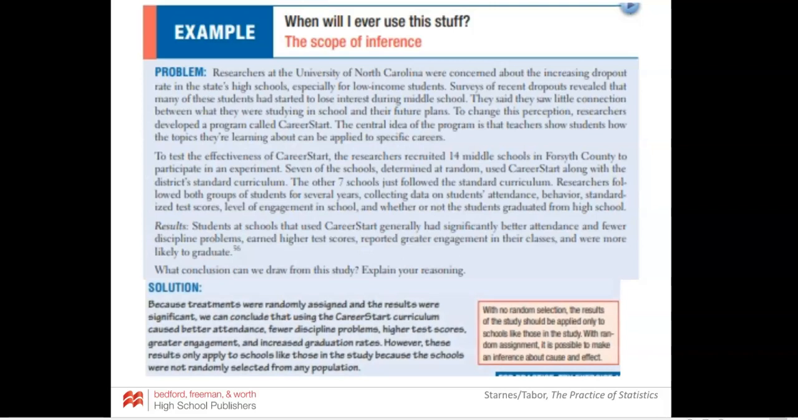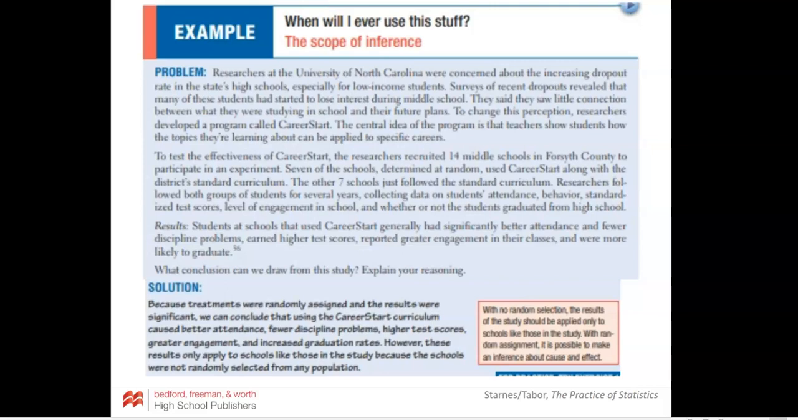However, we cannot say this should be applied to other school systems. It's only good for this school system. Because treatment groups were randomly assigned and the results were significant, we can conclude that using the Career Start curriculum caused better attendance, fewer discipline problems. So it caused all those things to happen. However, these results only apply to schools like those in the study because the schools were not randomly selected from any population. So it only applies to this school district.